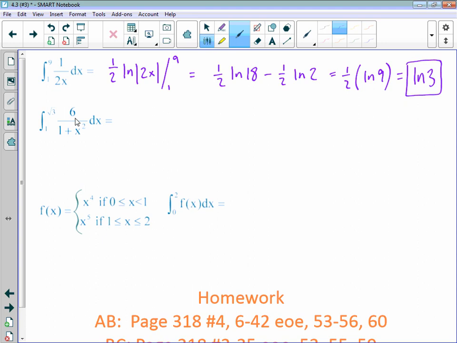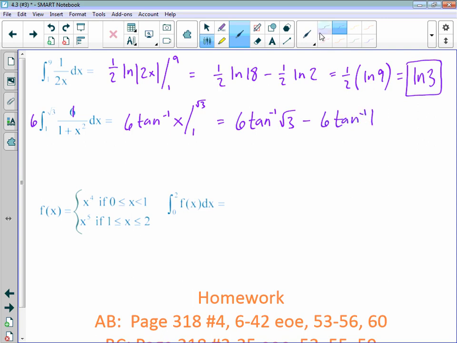It's the potato problem? Yeah. The 6 can go out front if that makes it easier. Inverse tangent. So we got 6 and then inverse tangent of x. I think they're talking about the potato problem. Yeah. Okay, so we plug in the top, and then we subtract, and we plug in the bottom.